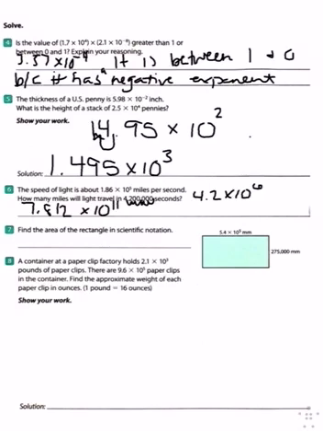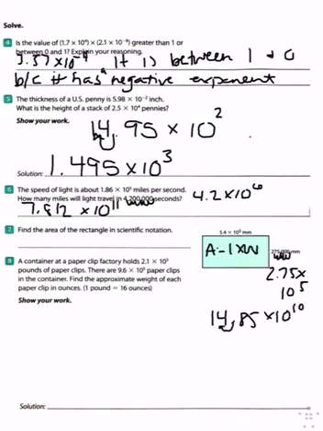Number 7, find the area of the rectangle in scientific notation. Area is equal to length times width. So I'm going to make it in scientific. 1, 2, 3, 4, 5. 2.75 times 10 to the 5th. So I multiply 5.4 times 2.75. I get 14.85 times 10 to the 10th power, because again you add the exponents. Move the decimal up one place, and I get 1.485 times 10 to the 11th power.